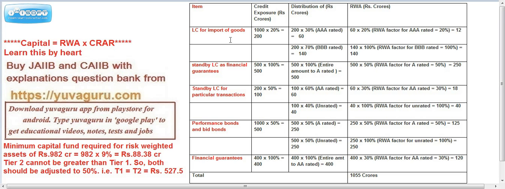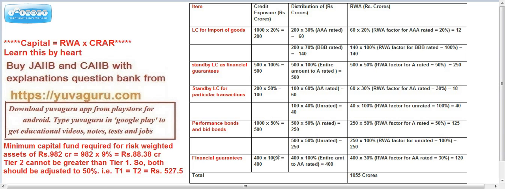Now the distribution is given separately. What does the question say? 30% is given to AAA rated and remaining to BBB rated. So 200 crores into 30% we get 60. 200 crores into the remaining 70% we get 140. So for this 60 and this 140 we have to find out the RWA now, risk weighted asset. Now 60 into 20%. Why 20%? AAA rated. RWA factor for AAA rated is 20%. For BBB rated it is 100%. So 20% of this 60, 100% of this 140. So you get the total RWA.